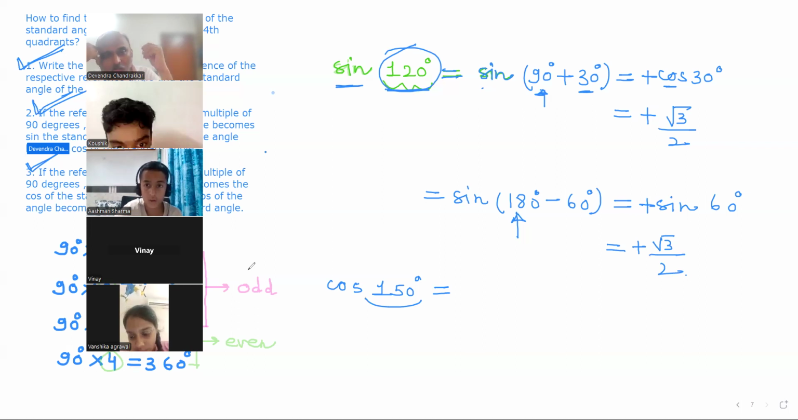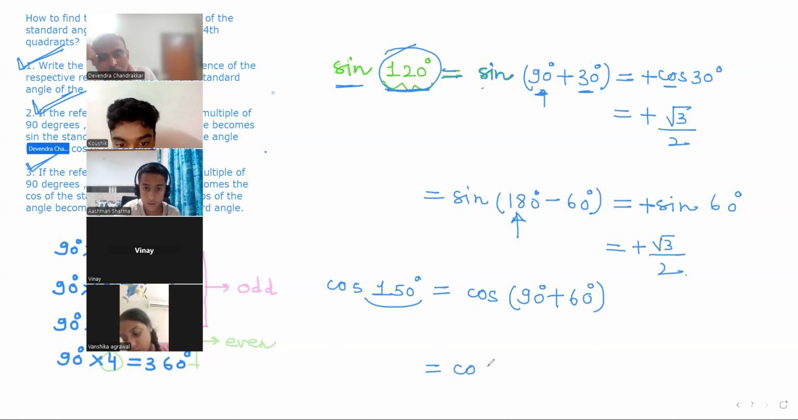Reference angles of second quadrants are 90 and 180. Very good. So can I write it as cos(90 + 60) or cos(180 − 30)? Can I do this? Yes, you can. Now check.